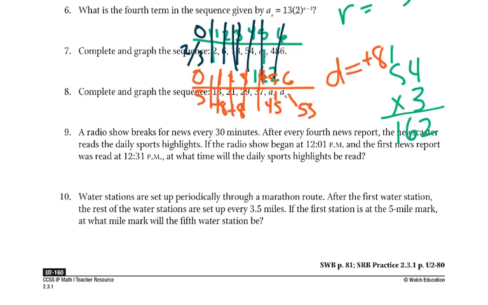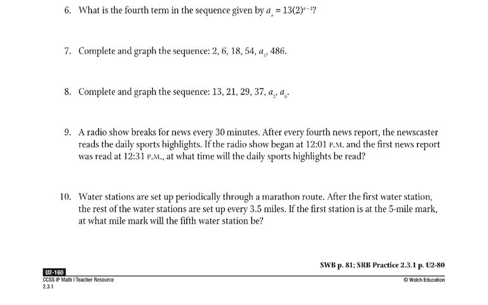Alright, 9 and 10. A radio show breaks for news every 30 minutes. After every fourth news report, the newscaster reads the daily sports highlights. If the radio show began at 12:01 p.m. and the first news report was read at 12:31 p.m. At what time did the daily sports highlights be read? Okay, so they break for news every 30 minutes. After every fourth news report, they read the daily sports highlights.